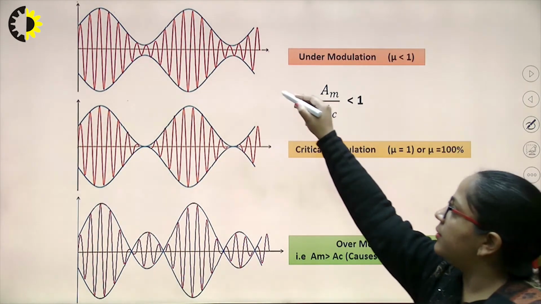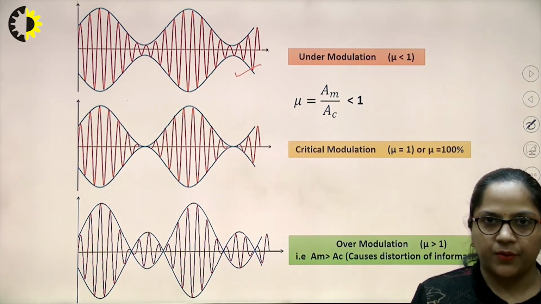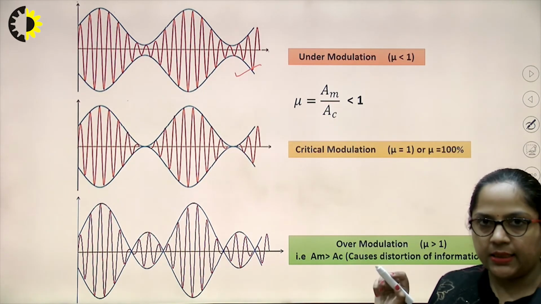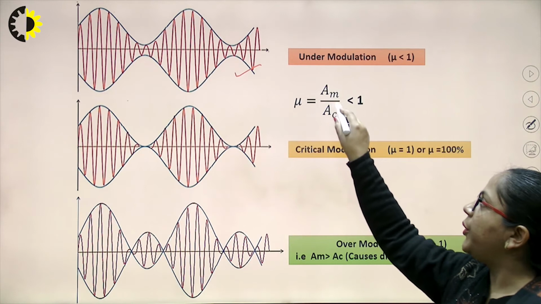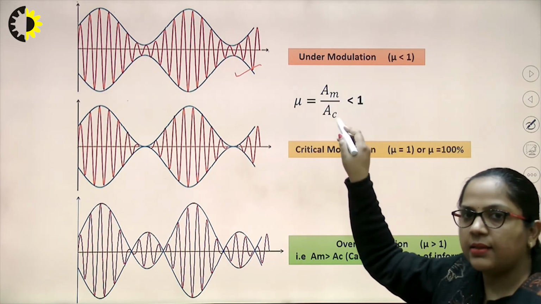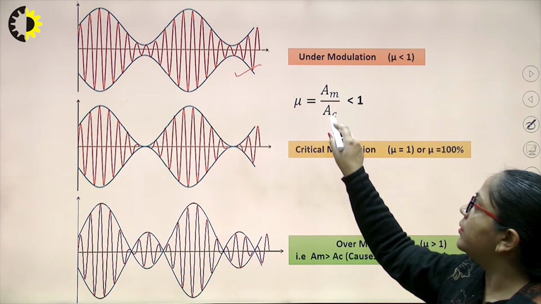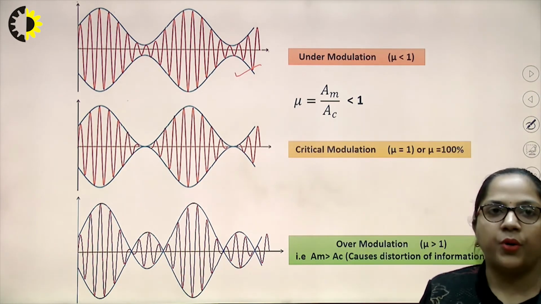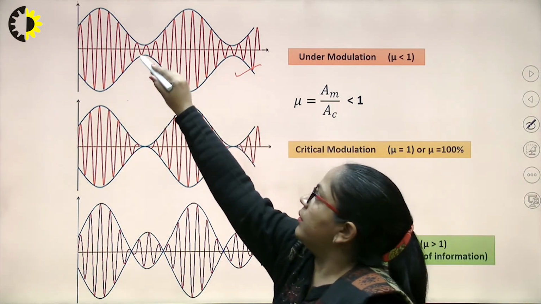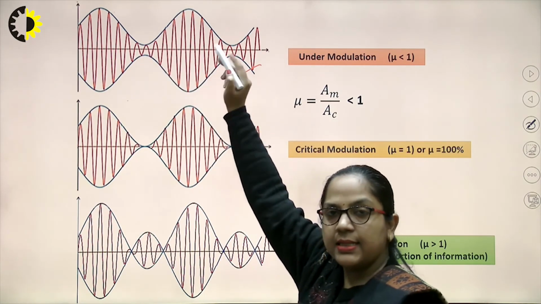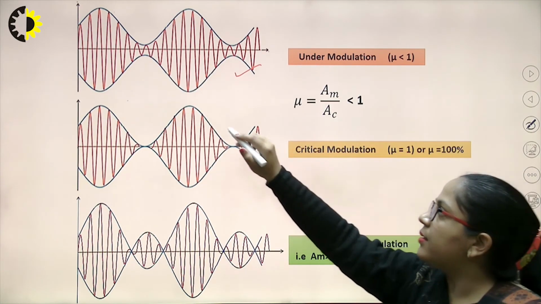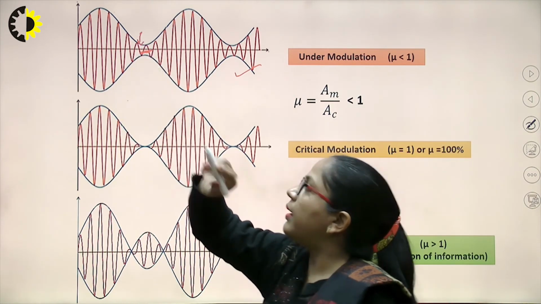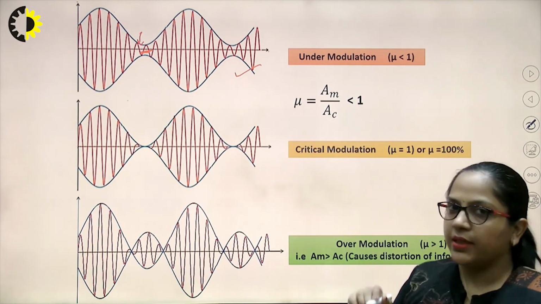Here we have the first one, the under modulated waveform. Modulation index, as we have discussed, is the ratio of AM upon AC. If the maximum amplitude of the message signal is lesser than the maximum amplitude of the carrier signal, then we will have this condition of under modulation. Here the minimum value is not reaching or coinciding with this axis. So, this is the case of under modulation.